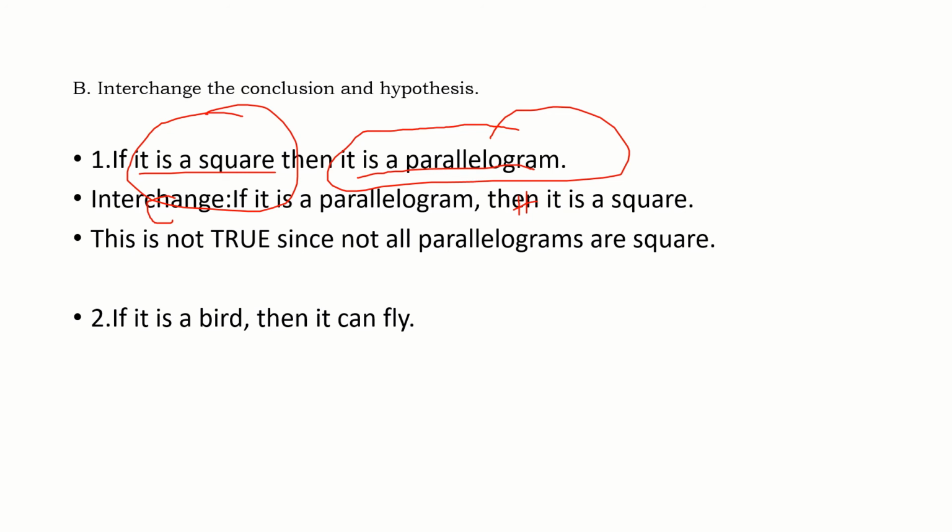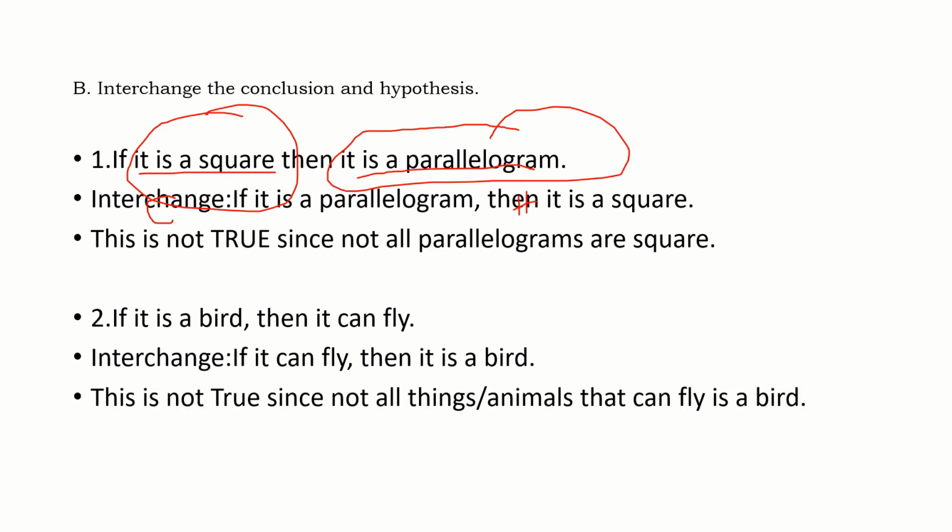So, number 2, if it is a bird, then it can fly. So, kung babaliktarin natin, if it can fly, then it is a bird. Okay, so this is false. If it can fly, then it is a bird. Hindi lahat ng nakakalipad ay ibon. So this is not true since not all things or animals that can fly is a bird. Okay, so that's all for week 5.